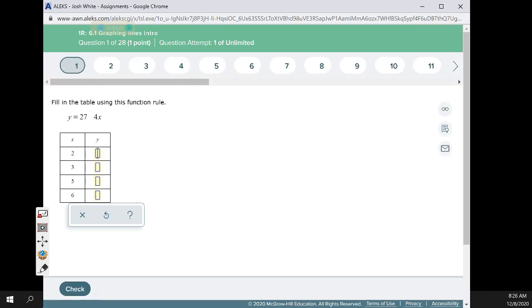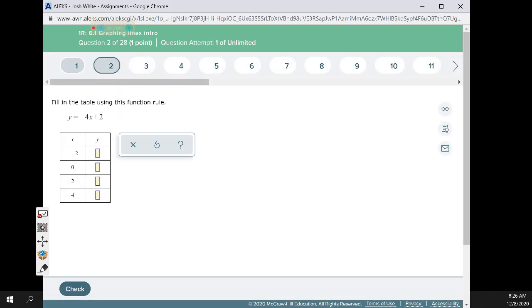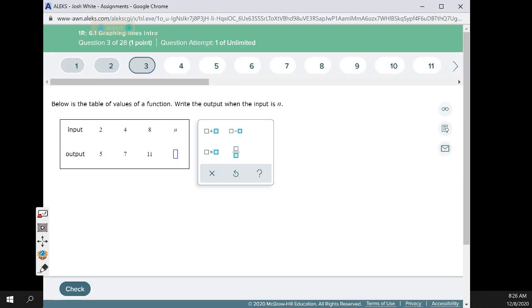So this first one, you just need to fill in the table. So you're going to plug 2 in for x, and then 3, 5, and 6. So these first couple are quite easy. Same thing with number 2. Same thing. Oh, this is a little bit different.